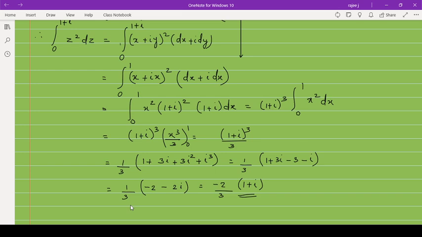Minus 2 by 3 into (1 plus i). Is there any problem, 1 plus i and 1 minus i on one side? Please check once. Is there any change in the sign? Please see. Here it is 2i, plus 2i. Yes, right. Here it is 1 plus 3i minus i, which is plus 2i. So it is okay. We will not take the negative outside.